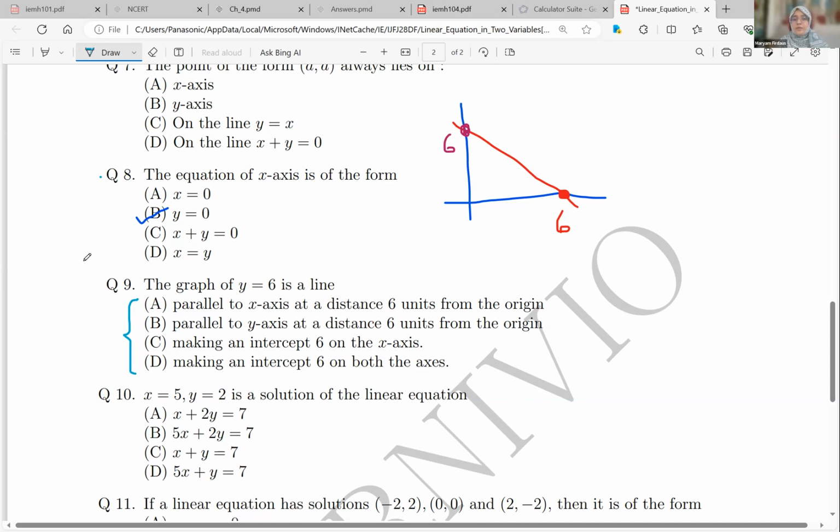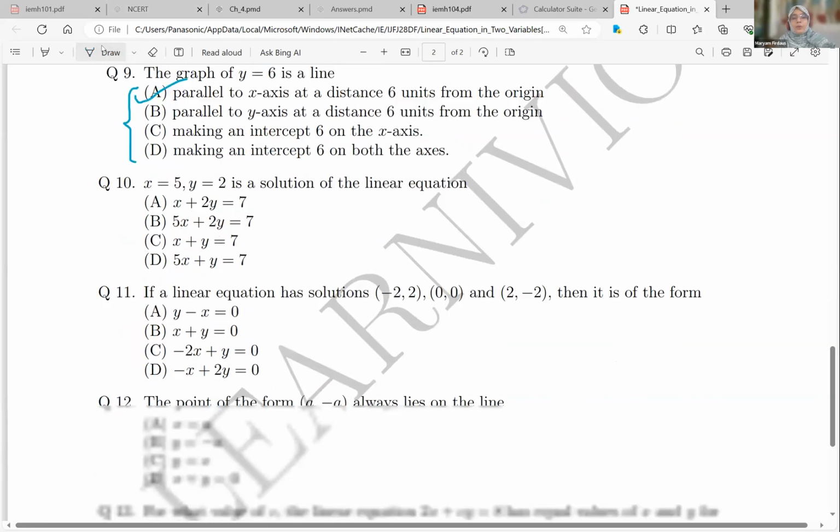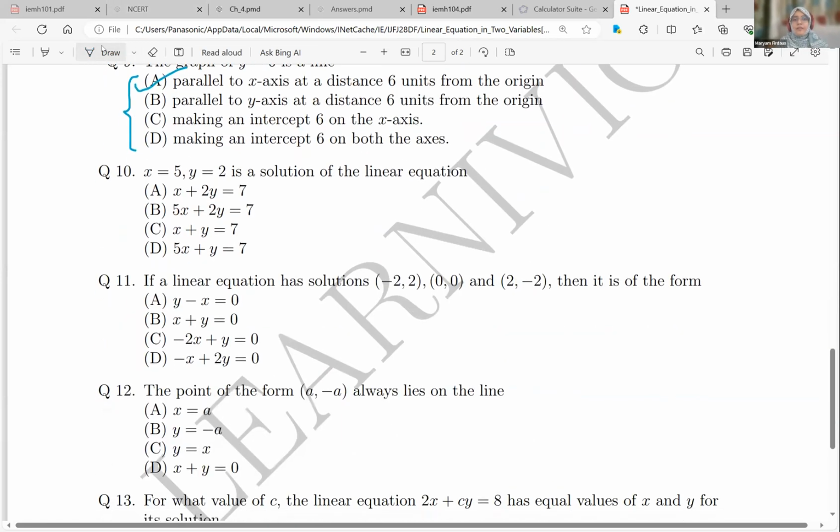So anyone else, what will be the answer of this question? The graph of y is equal to 6 is A. Okay, everyone agrees on this? A. Okay. Now, the 10th one, x equals 5, y equals 2 is a solution of which linear equation? C. C, very good.